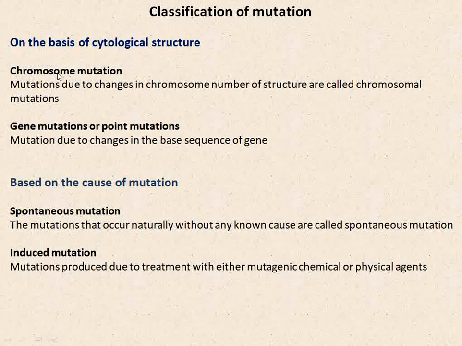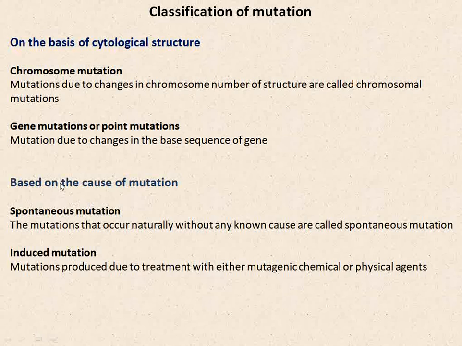If a mutation takes place in the chromosome which causes changes either in the structure or the number of individual chromosomes, then we call such mutations chromosomal mutation. And the second class of mutation is called gene mutation or point mutation, in which the mutation may take place in the base sequence of an individual gene. All such mutations we call gene mutation or point mutation. So on the basis of cytological structure, chromosomal mutation and gene mutation are the two basic types of mutation.